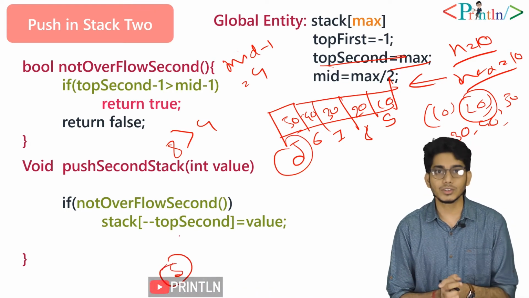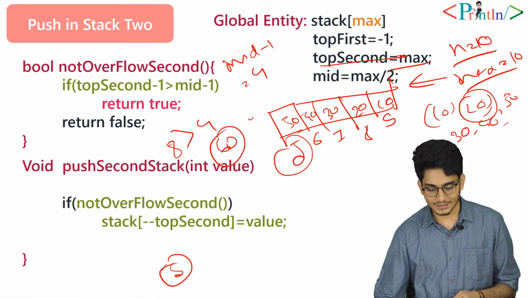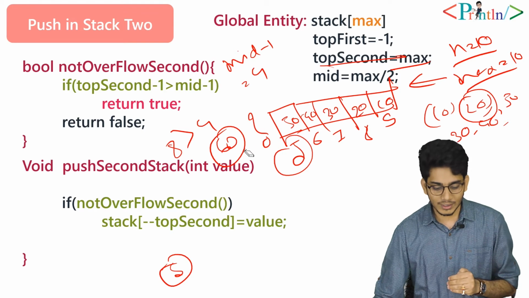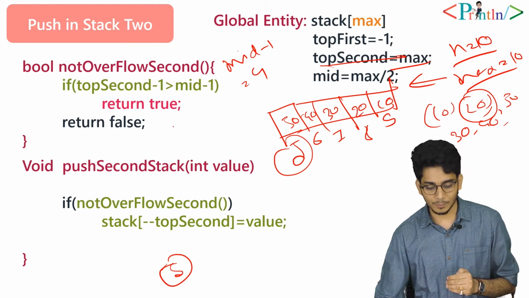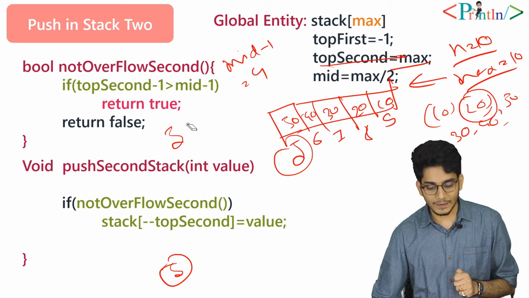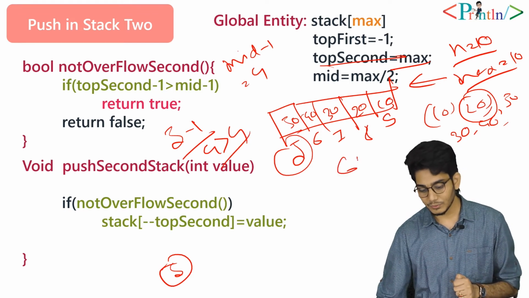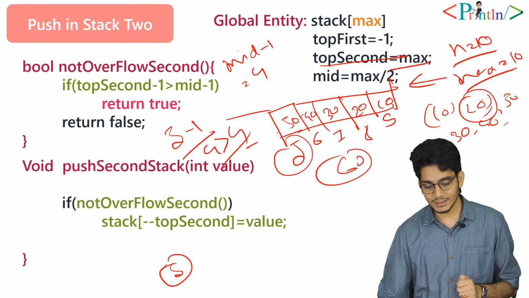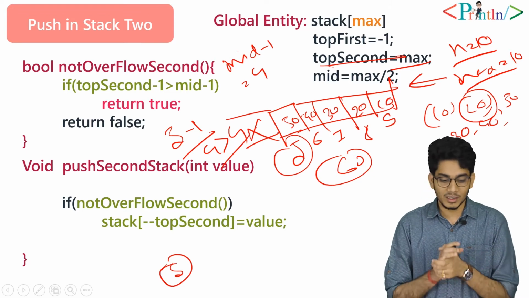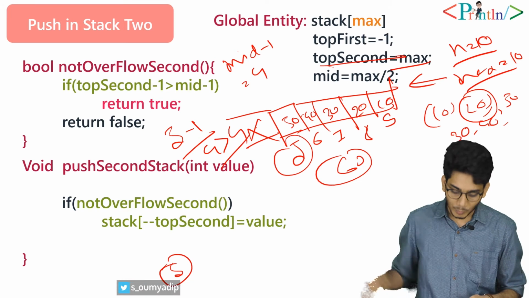So if we are trying to insert 60 here, what will it do? It will check what is the value of the top second. That is 5. 5 minus 1 is 4. 4 is not greater than 4. So it means we cannot insert 60 into this stack. So this is how we can push any element in the second stack. So I think these portions are clear.